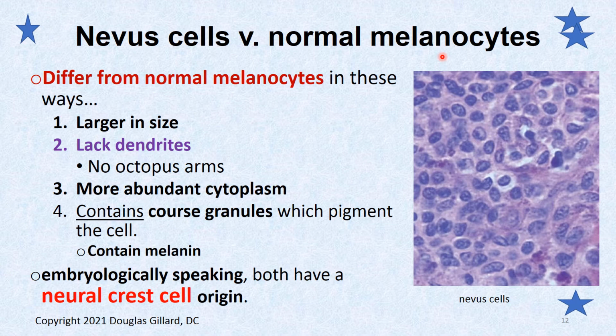Because they're bigger, they have more cytoplasm. They also have these melanin-containing granules, which gives them a dark color, usually much darker than keratinocytes. Embryologically speaking, where do they come from? Well, they're melanoblasts, and we know melanoblasts come from neural crest cells. So they're neural crest in origin, and in that regard, they're similar.